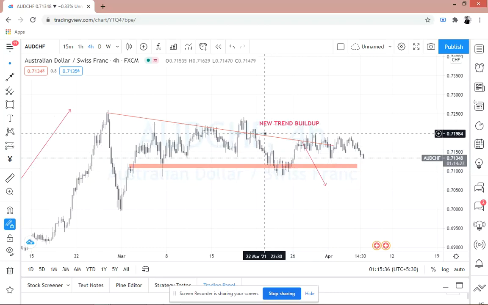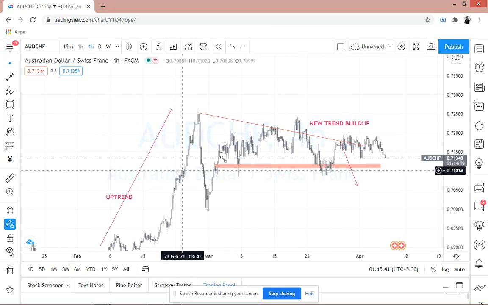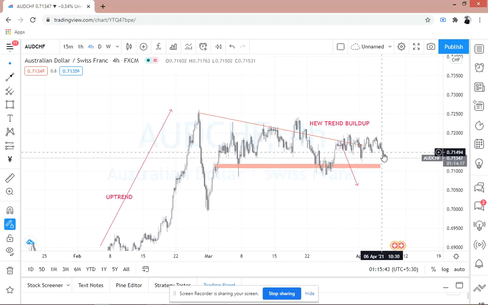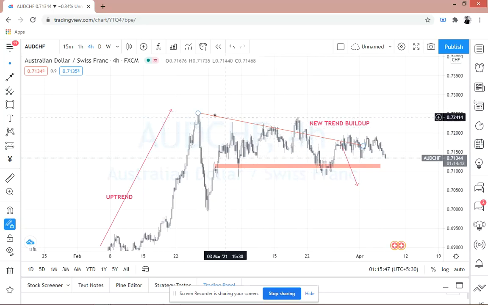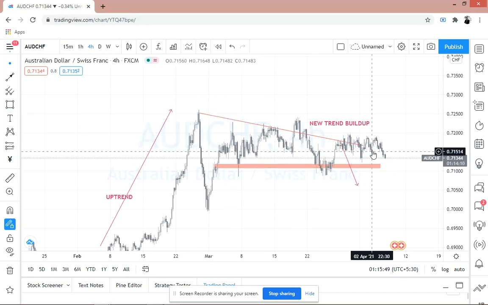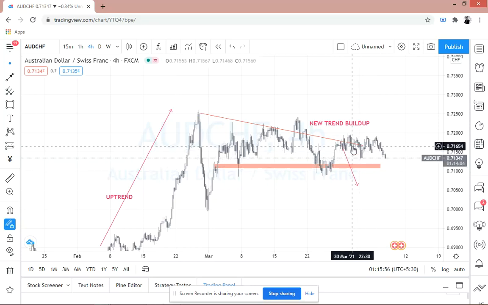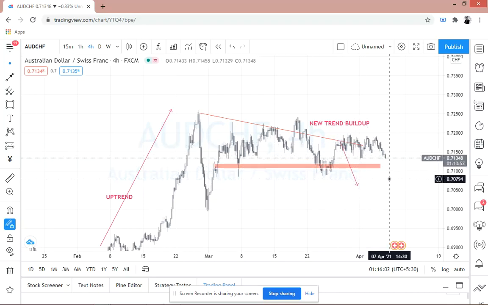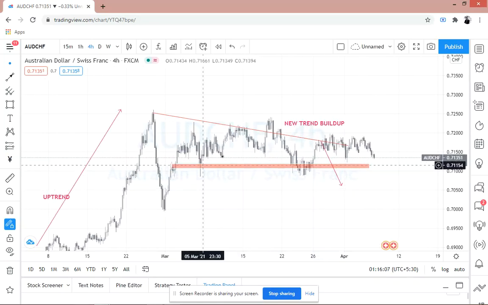This kind of pattern, we call it a new trend build up. This was an uptrend, right? Now the market is making a new trend. As the market is making a new trend, it is better for us to pay attention to it and look into what is going to happen. I think the market is still trying to go down, making a new trend to the downside. That is what I expect in AUDCHF.